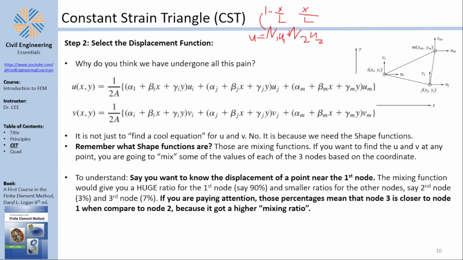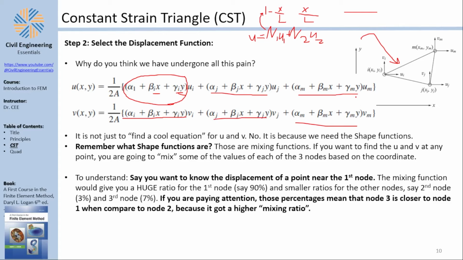Those n's were equations in x only because you had a bar element. Now having an area element, those n's will become equations of x and y. You can basically find it here. This is an equation for n1 of x and y. That's n2 of x and y, n3 of x and y, n4 of x and y, n5 of x and y, and n6 of x and y.